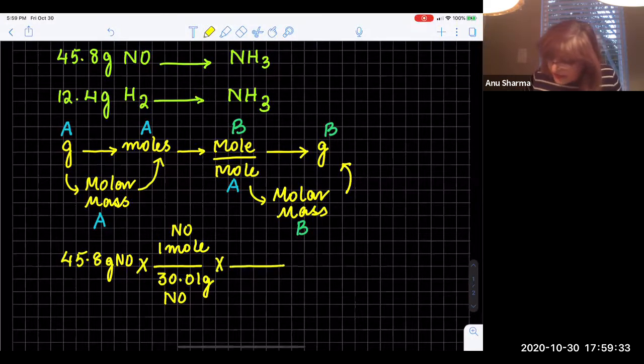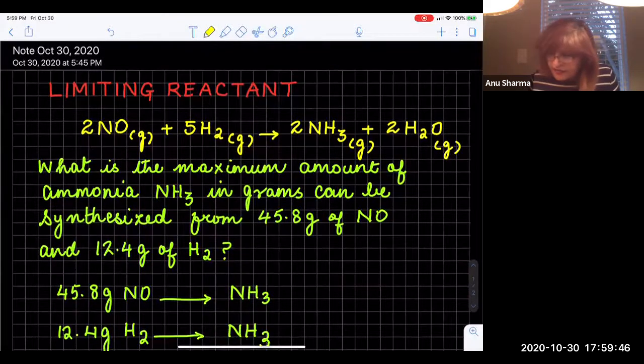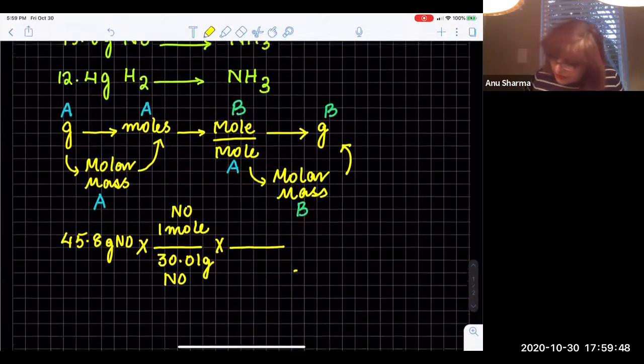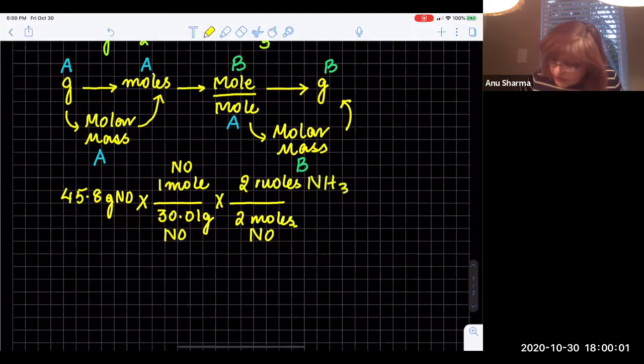Next, you take the moles of nitric oxide from the equation, and in the reaction, as you can see, 2 moles of nitric oxide is giving you 2 moles of ammonia. So here you're going to write down 2 moles of nitric oxide and 2 moles of ammonia, because you need to convert the moles of nitric oxide to the moles of ammonia.